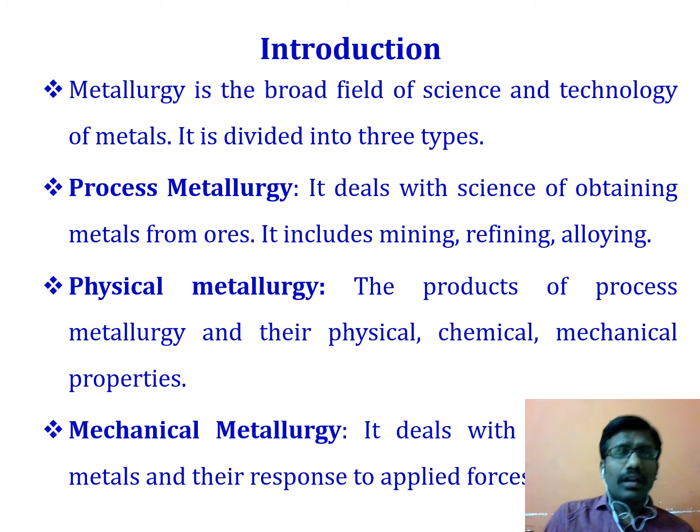So now we can see metallurgy. What is meant by metallurgy? Metallurgy means we have to study the various materials, properties and applications. So it is a field of science and technology of the metals. Metallurgy is classified into three types. First one is process metallurgy. In process metallurgy, we take the metals from ores and apply some chemicals, we do the refining, and we can combine different metals to make alloys.